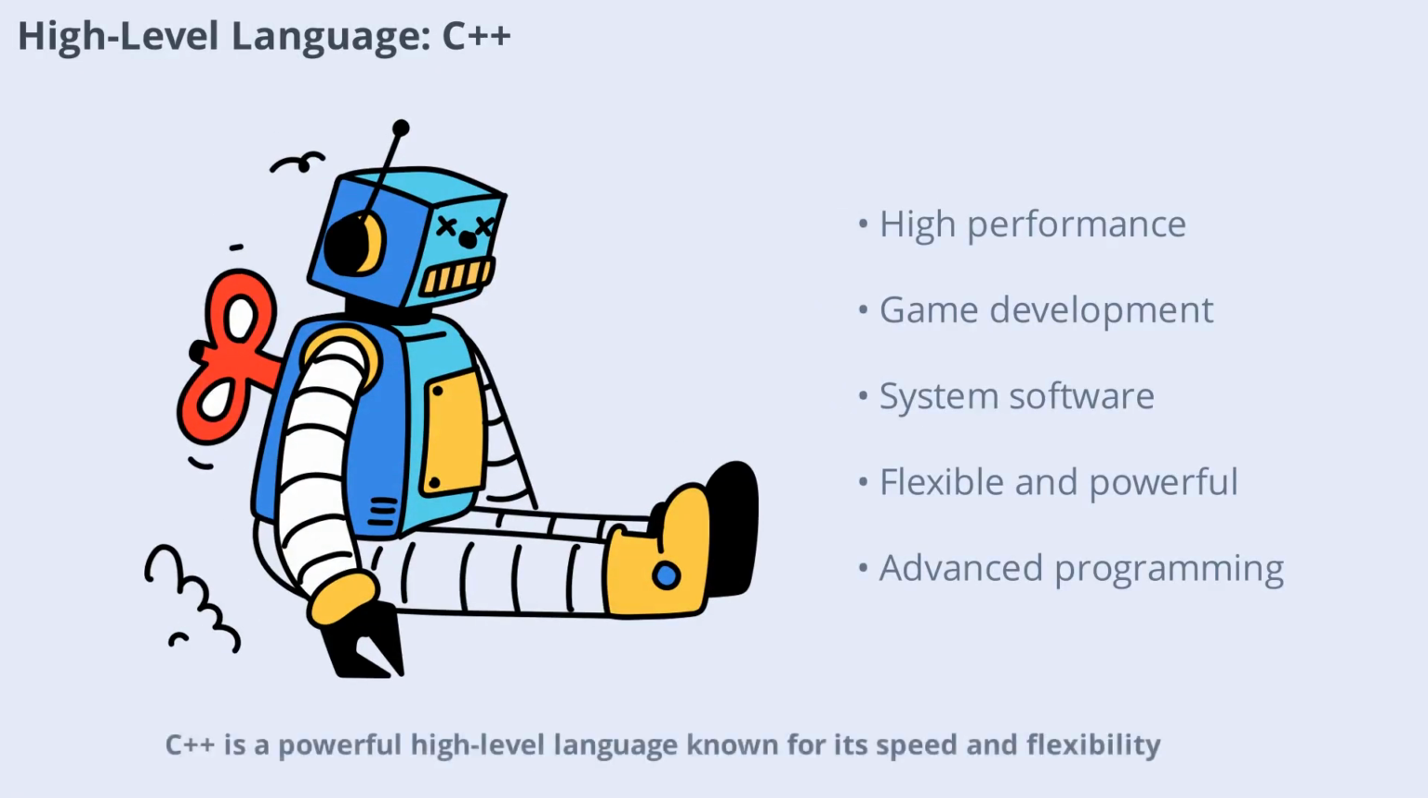C++ is a powerful high-level language known for its speed and flexibility. It's often used in game development, system software, and applications that require high performance. While it's more challenging to learn, mastering C++ opens up many possibilities for advanced programming.